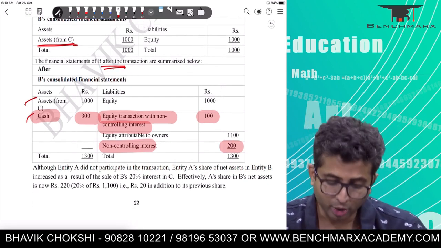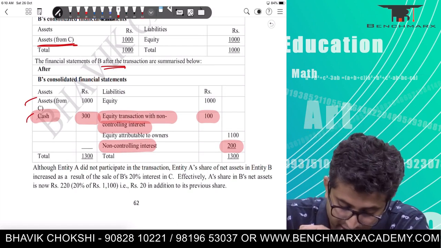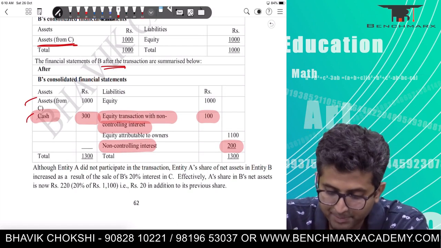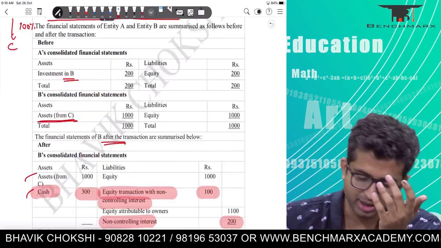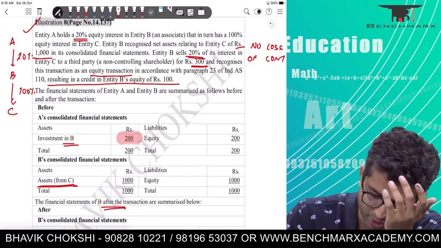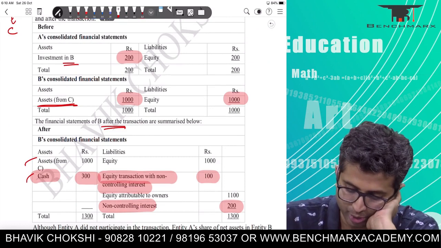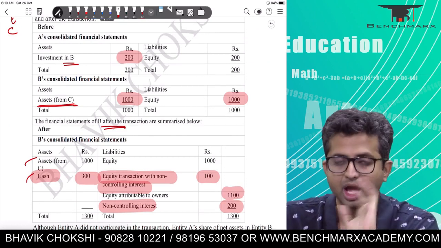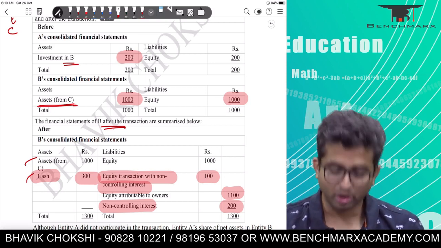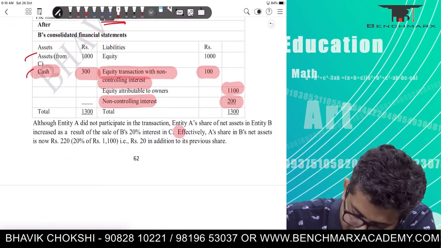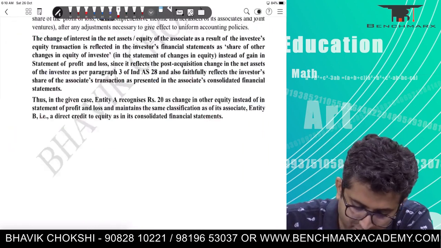Although entity A did not participate in the transaction, A's share in the net assets of B increased as a result of the sale of B's 20% interest in C. That is of course right, because earlier you had a 20% interest. As you can see over here, your investment was 200, that was nothing but 20% of 1000. Now your equity becomes 1100, and 20% of 1100 is actually 220. So effectively A's share in B's assets is now 220. That is 20 in addition to the previous share.